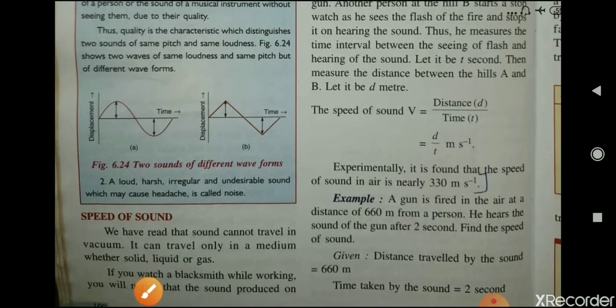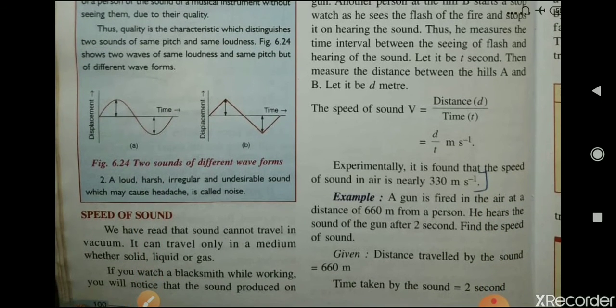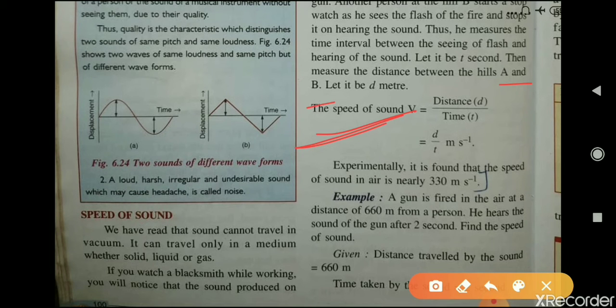And then we can measure the speed of sound between the hills A and B. As we already know, speed is equal to distance upon time. Let d be the distance between the two hills and t be the time on the stopwatch. Okay, so the speed of sound between the two hills will be d upon t. Okay, and experimentally it is found that the speed of sound in air is nearly 330 meter per second.